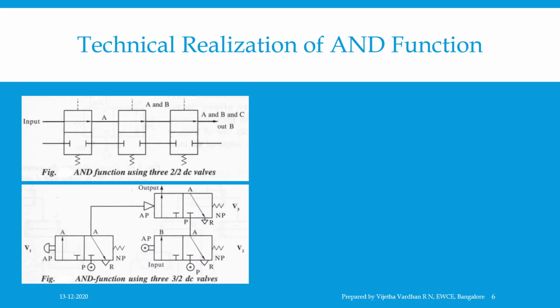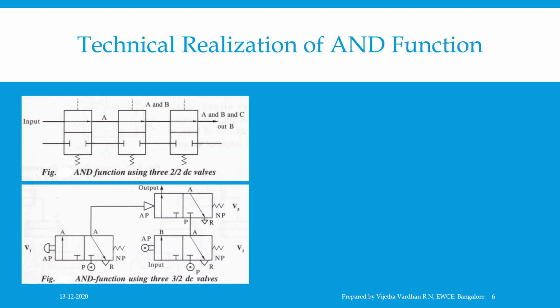This results in connection of ports P and A and closing of port R of valve V3. Since V2 is not actuated, there is no output. Similarly, when only valve V2 is actuated, V2 is connected to V3, but V3 is not actuated and is in the normal position, hence no output from valve V3.